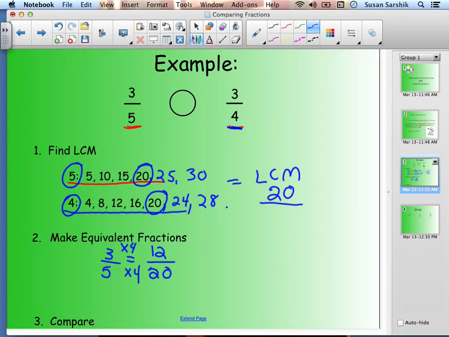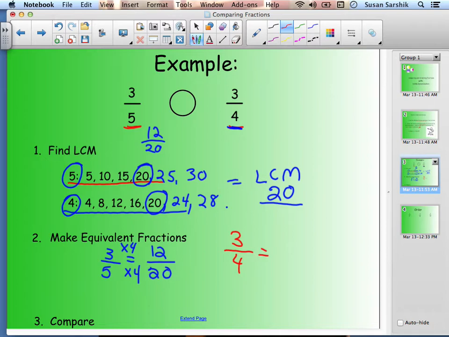So we now have a statement that says 3/5 is equal or equivalent to 12/20. In other words, if I had eaten 3/5 of the pie, it would be the same as saying I had cut the same pie into 20 slices and eaten 12 of them. 3/5 is equivalent to 12/20. So now I'm going to write that up here, 12/20. And now I'm going to look at 3/4.